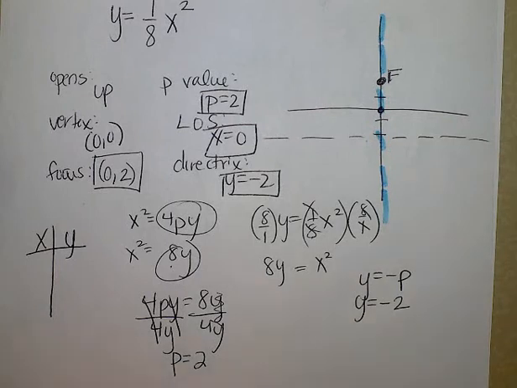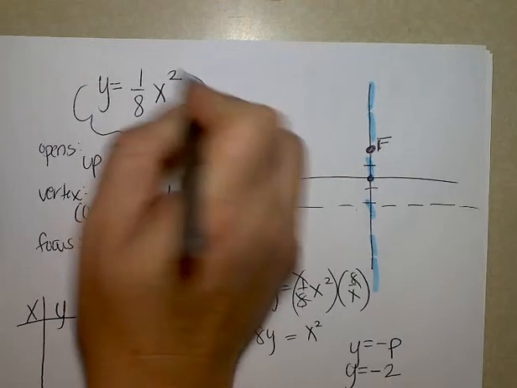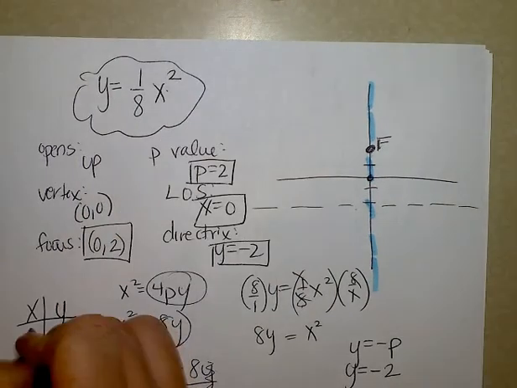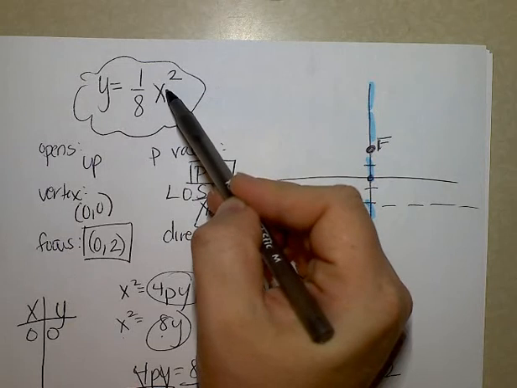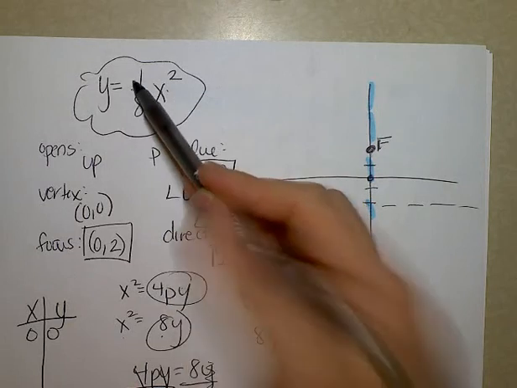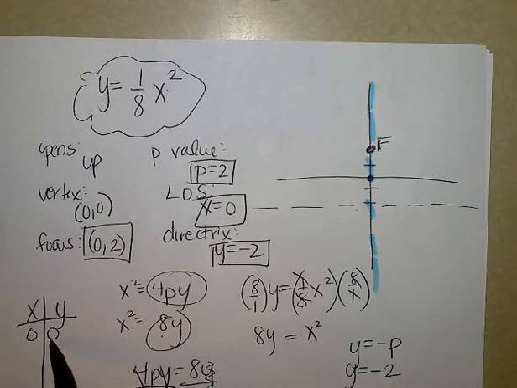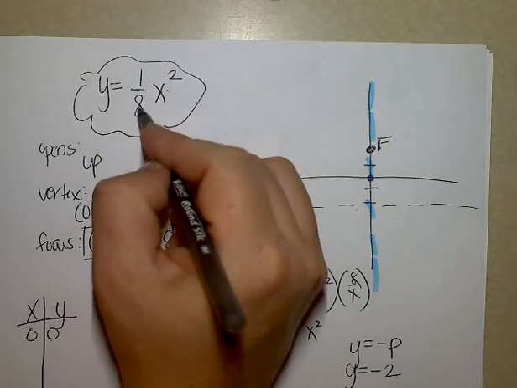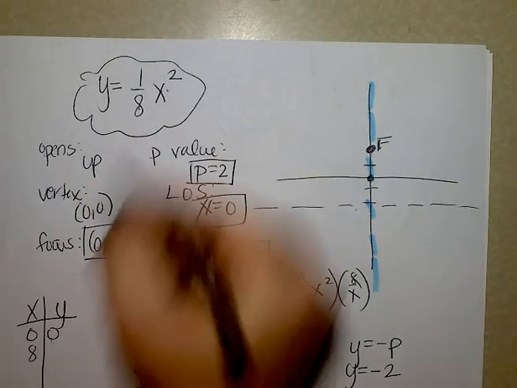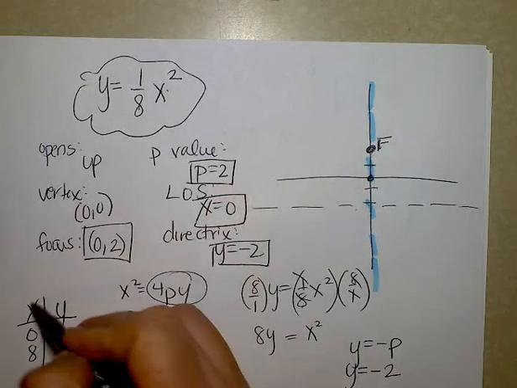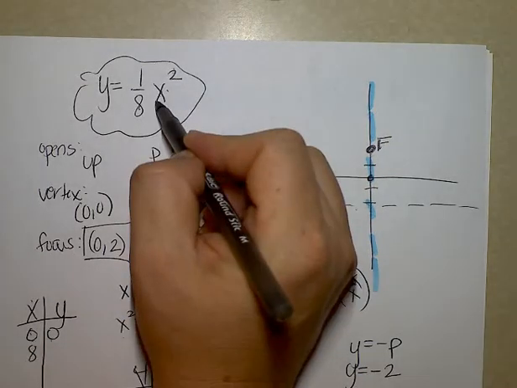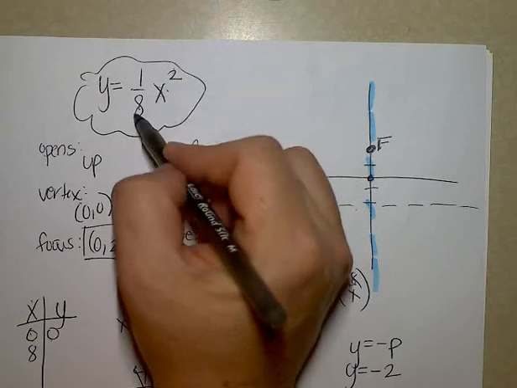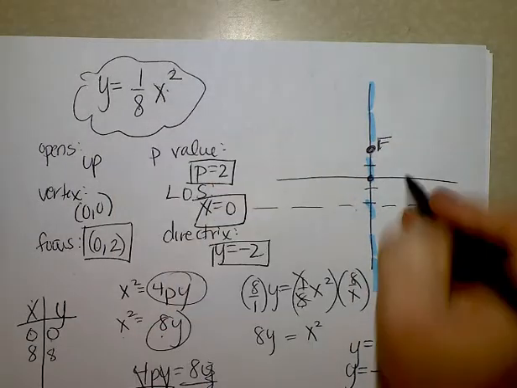So here's my original problem. I'm going to start with (0, 0), making sure that works. If I plug in 0, I square it, I still get 0. I take it times any fraction, I still get an answer of 0. Now I'm going to go with a multiple of 8. So let's start with positive 8. Plugging in an x value of 8, 8 squared is 64. 64 divided by 8 is 8. So graph (8, 8).